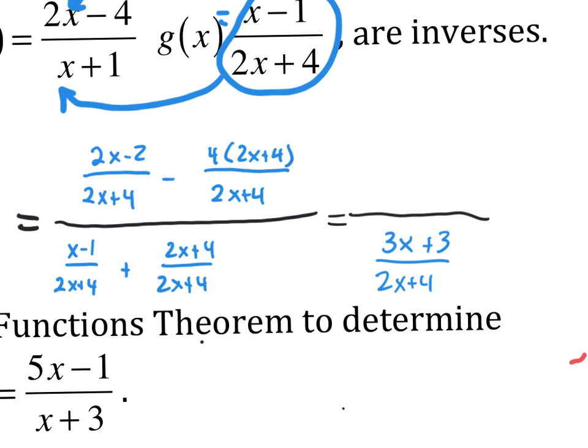The numerator, I'm going to do 2 steps at once. I'm going to distribute the negative 4 and combine like terms. So negative 4 times 2x is negative 8x, plus 2x gives you negative 6x. And negative 4 times positive 4 is negative 16, minus 2, so that's negative 18, all over 2x plus 4.